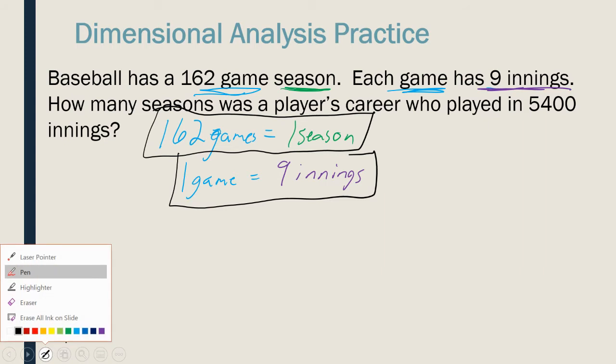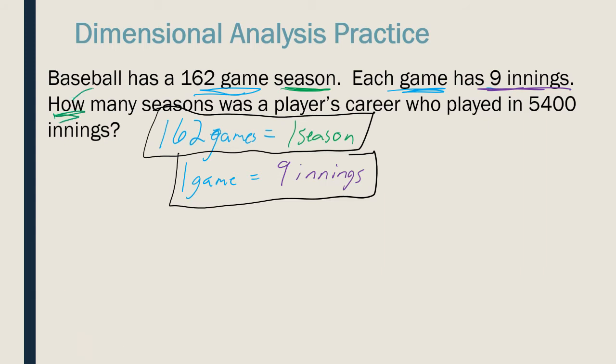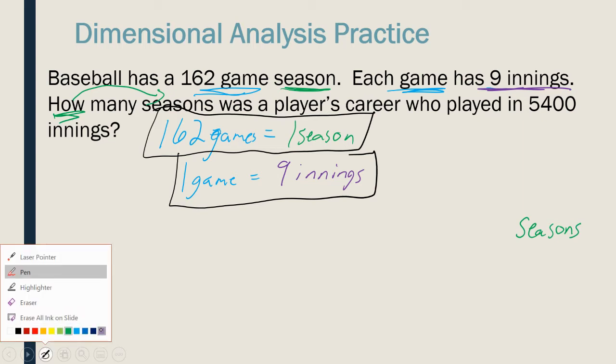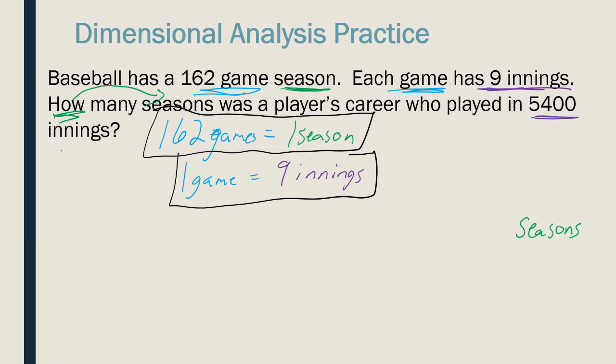Okay, so now there's the how. The how always leads us to what we're looking for, and the question is how many seasons? So we want to end at seasons. That's where we're headed. And then the number that comes up is going to be where we start, and so 5,400 innings is where we're starting.